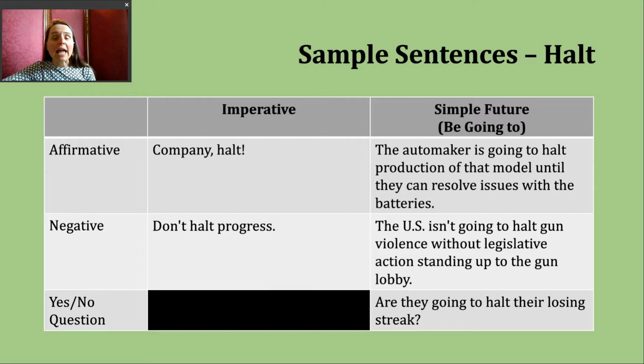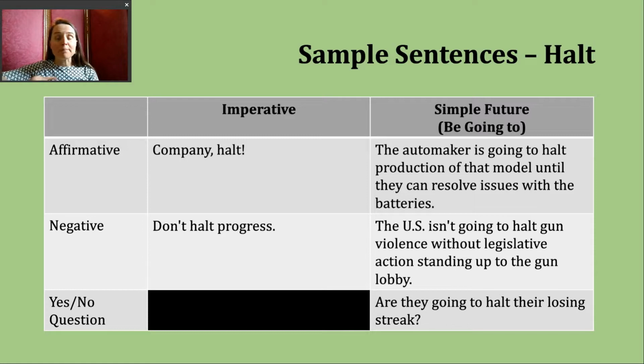Now let's take a look at the simple future. As we've talked about in these videos, there are many ways to talk about future actions. One of those ways is to use be, going to, and our base verb. So with this form of the simple future, we have to pay attention to our subject. And then we're going to adjust our be verb to agree with that subject.